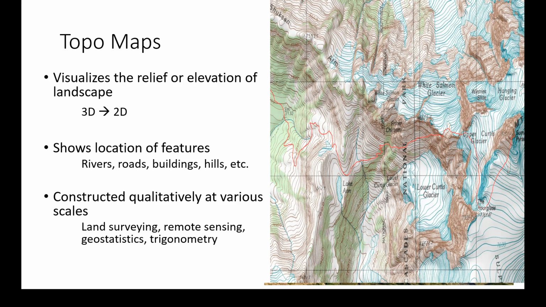Topographic maps use contour lines at set elevations to visualize the relief or the elevation of the landscape. It is, in effect, a two-dimensional representation of a three-dimensional landscape. On these topographic maps, you can see locations of features such as rivers, roads, buildings, hills, etc. And they're constructed qualitatively at various scales using tactics such as land surveying, remote sensing from satellites or aerial vehicles, using geostatistics, and even trigonometry can be involved in developing topographic maps.